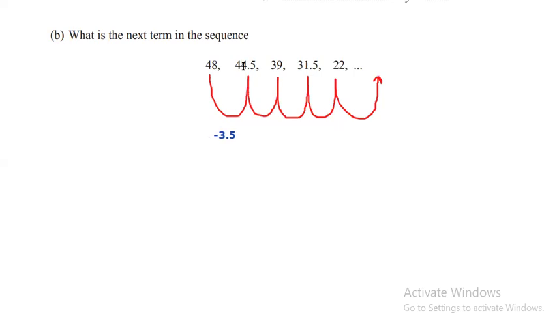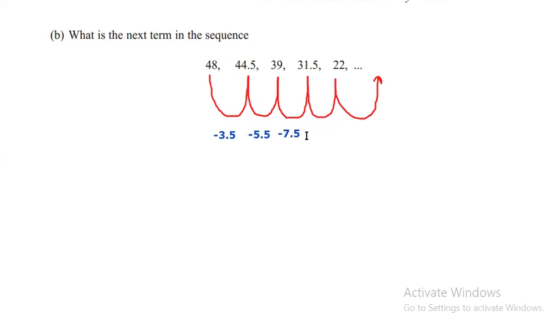Now same idea, 39 minus 44.5. We subtracted 5.5. This is the second one. You'll notice that they are different. This means this sequence is not arithmetic. Same idea, 31.5 minus the 39. Here we subtracted 7.5.